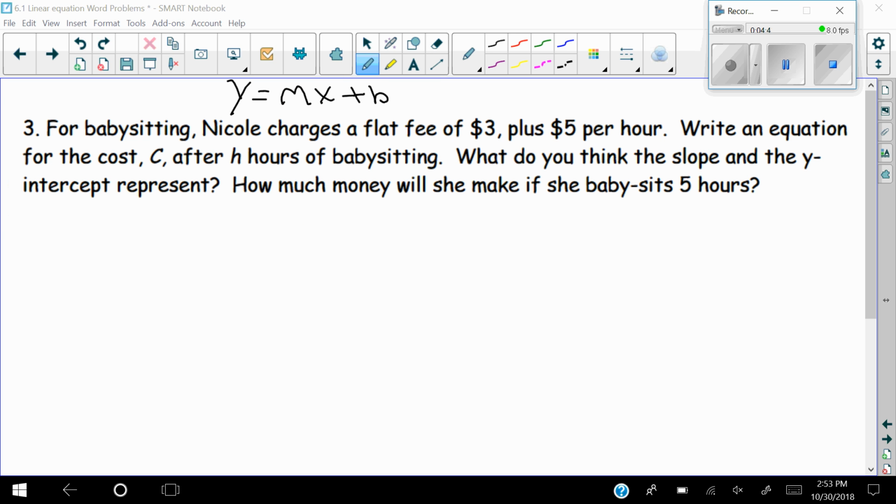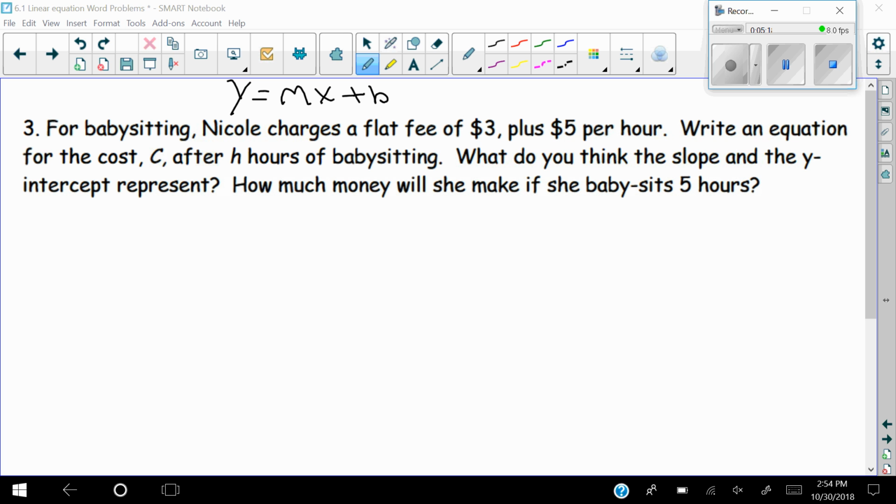Okay, go ahead and take a look at this example here and see if you can answer the question. Okay, now this one says for babysitting, Nicole charges a flat fee of $3 plus $5 per hour. Write an equation for the cost C after H hours of babysitting. What do you think the slope and the y-intercept represent, and how much money will she make if she babysits for 5 hours? So let's take a look.